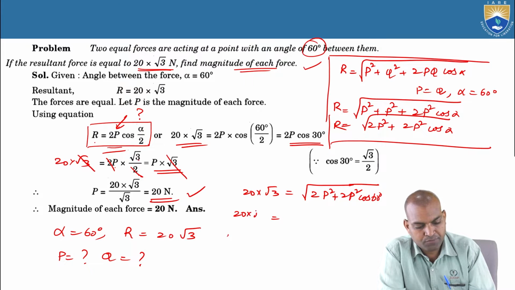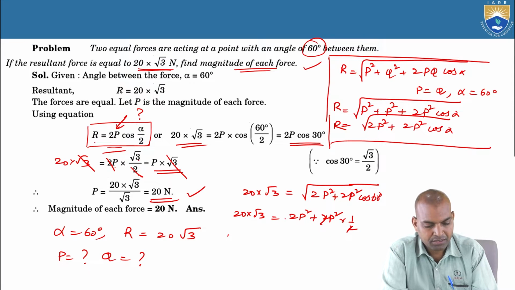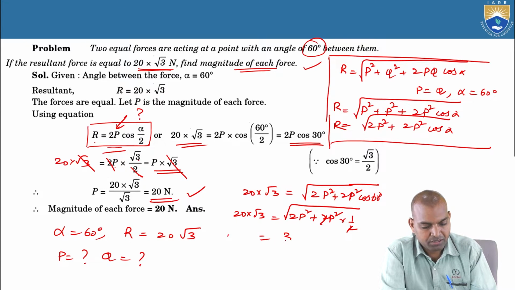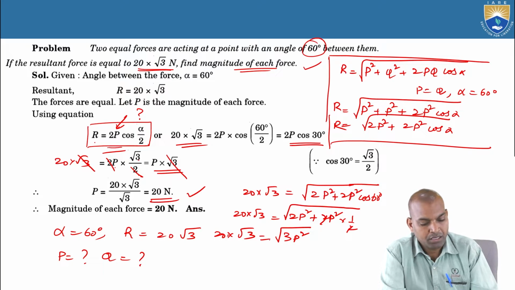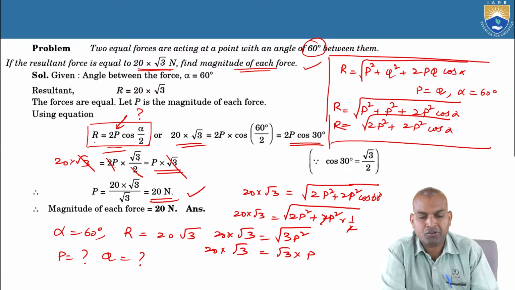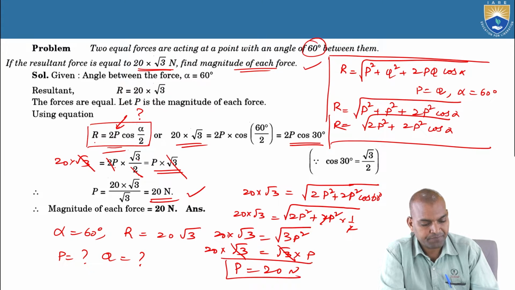Now 20 times root 3 equal to the square root of 2P square plus 2P square times cos 60. What is cos 60? That is 1 by 2. The 2 gets cancelled, so under the square root we have 2P square plus P square, that is 3P square, equal to 20 times root 3. So it becomes root 3 P equal to 20 times root 3. Now root 3 gets cancelled, then P equal to 20 newtons.